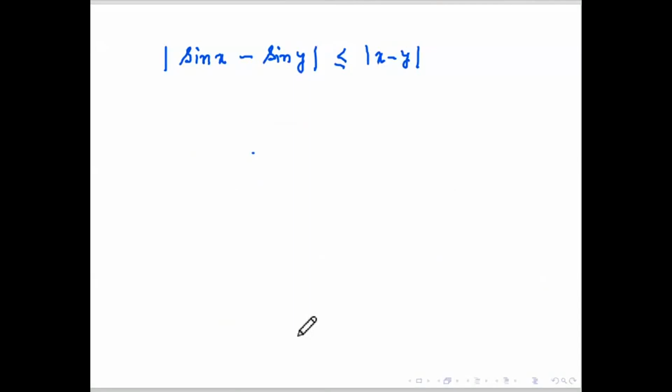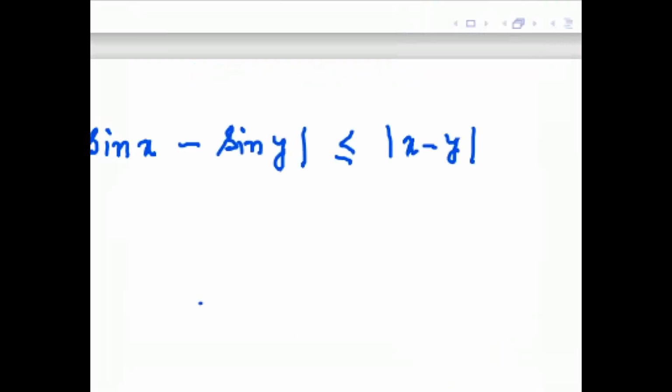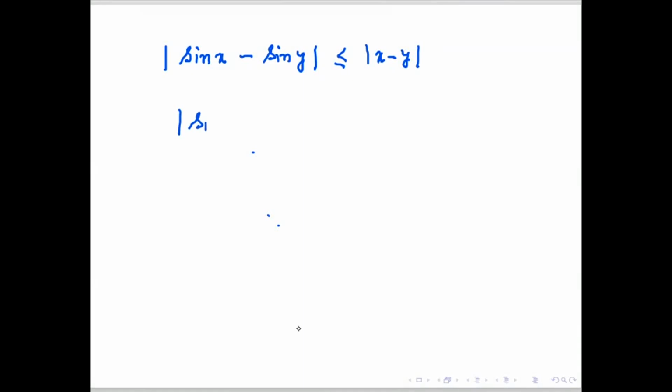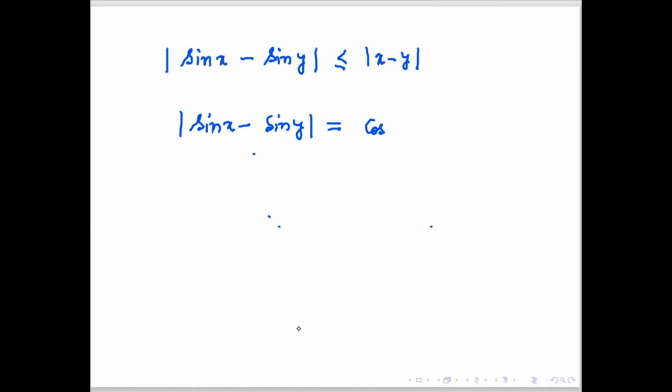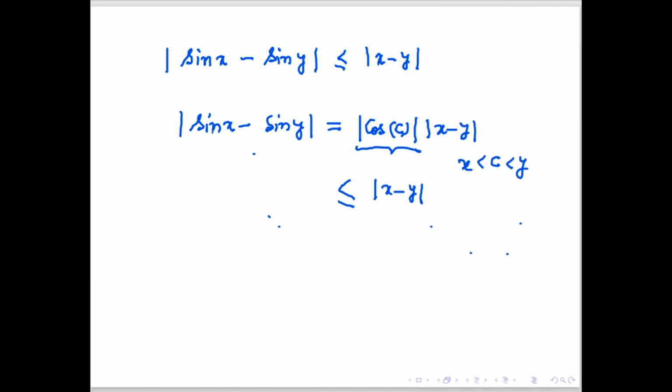So by the mean value theorem we can say that mod of sin x minus sin y is equal to the derivative of sin at the point c. The derivative of sin is cos, at the point c, this mod, and mod of x minus y. And we know that the maximum value of cos is less than or equal to 1. Here c lies between x and y. So that means mod of sin x minus sin y is always less than or equal to mod of x minus y.